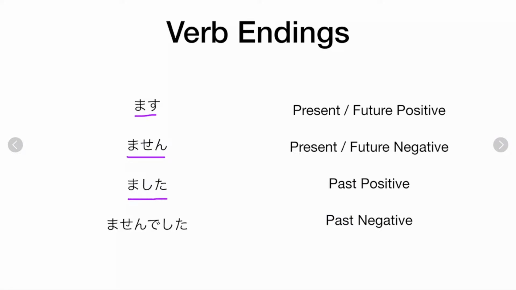Mashita, this is like deshita, how desu becomes deshita, masu becomes mashita. And this is the past positive. And the past negative is masen deshita, right? So it's just masen plus deshita. Okay. So these are the four tenses that we're going to learn for verbs right now, in polite form. In casual form, they look a little different. This is polite.